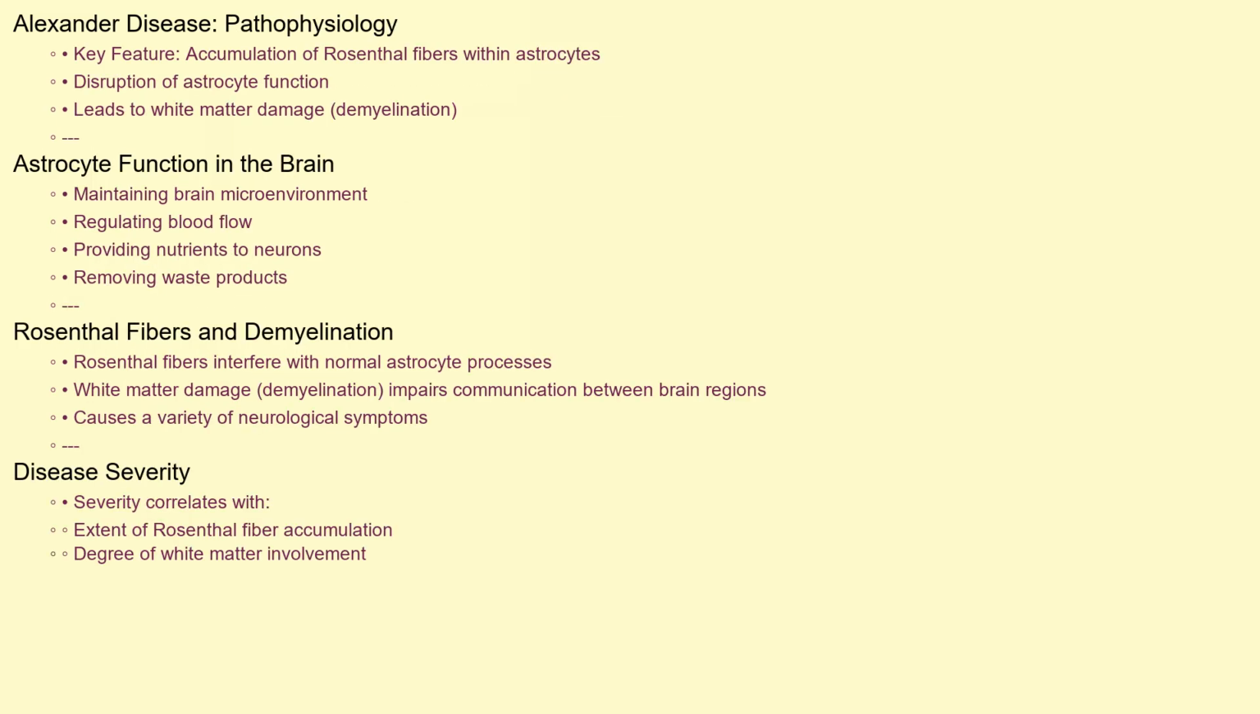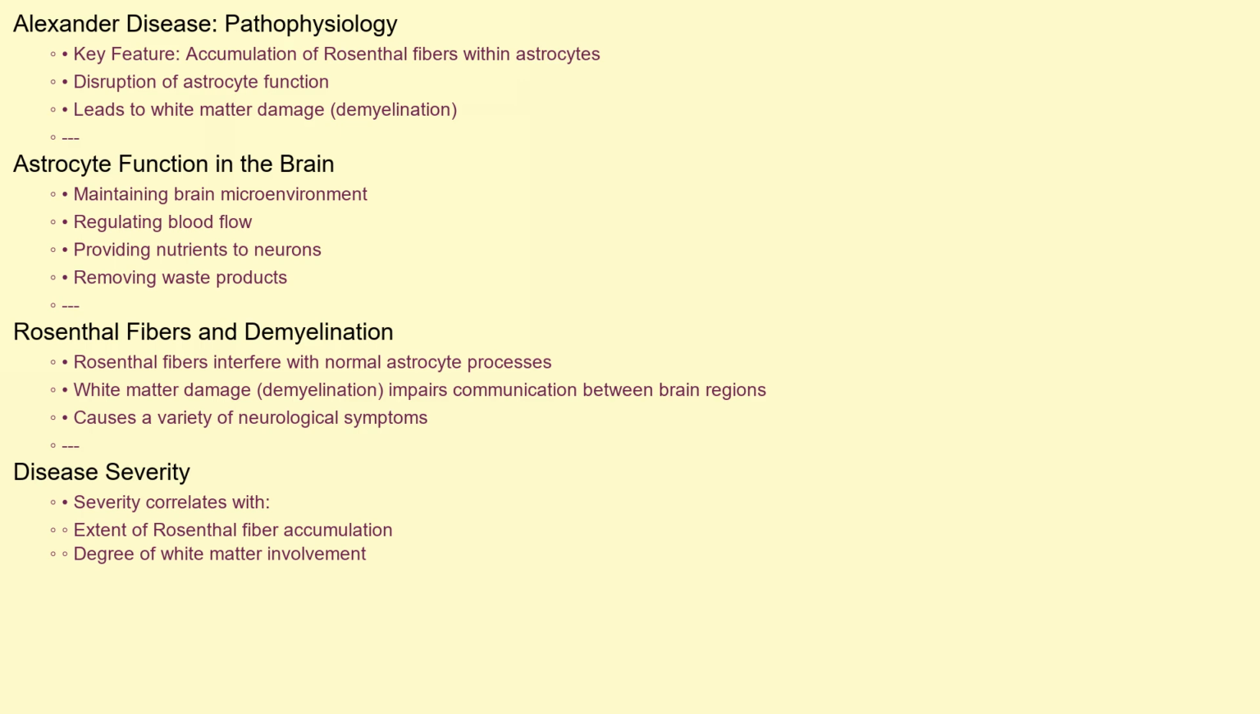The pathophysiology of Alexander disease centers around the accumulation of Rosenthal fibers within astrocytes. These abnormal protein aggregates disrupt the normal functioning of these crucial support cells. Astrocytes play a vital role in maintaining the brain's microenvironment, regulating blood flow, providing nutrients to neurons, and removing waste products. The presence of Rosenthal fibers interferes with these processes, leading to white matter damage, a process called demyelination. This damage disrupts the communication between different brain regions, causing a variety of neurological symptoms.